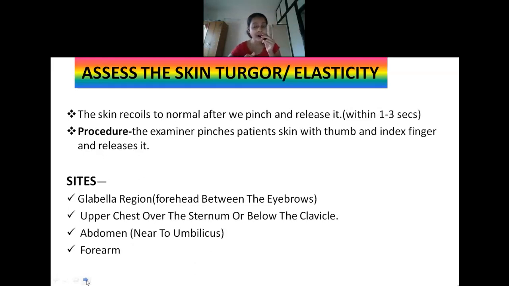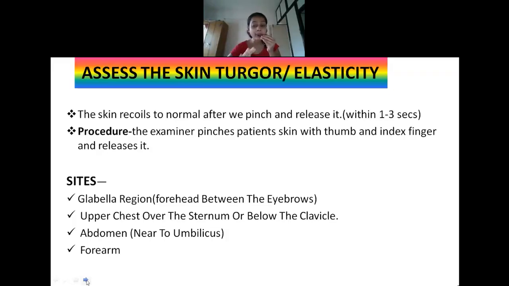Now why are you doing the skin elasticity test? To check if there is dehydration. Children, you should note that whenever there is dehydration, maybe because of excessive diarrhea, electrolyte imbalance, or vomiting, the skin turgor will reduce. Normally, when you pinch the skin and release it, it will come down immediately. But when a person is dehydrated, it will come back very slowly.